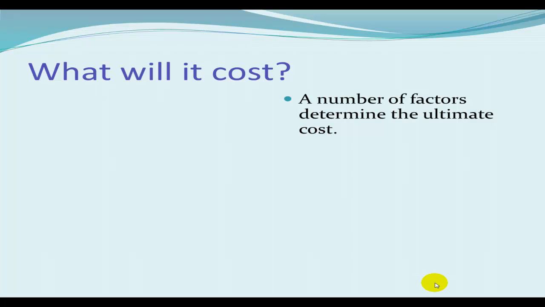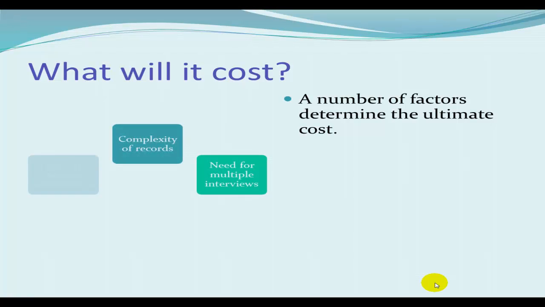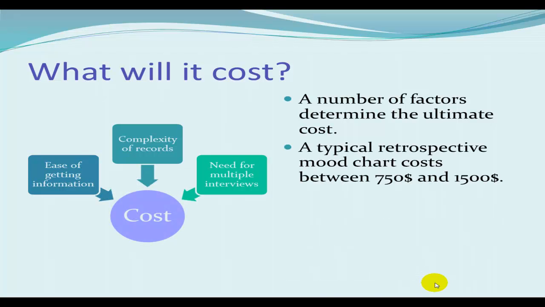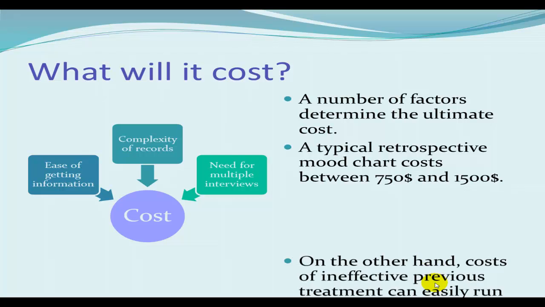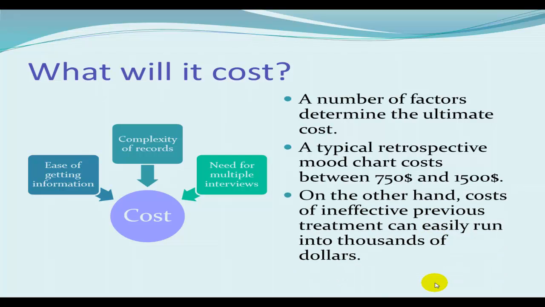What does it cost? Well, a number of factors determine the ultimate cost. How many interviews are needed, the complexity of the records that we'll be reviewing, and the ease of getting information, whether it's easy to get records from your doctors, whether perhaps you have those records. So all of those determine the cost. But a typical retrospective mood chart will cost between $750 and $1,500. On the other hand, the cost of ineffective previous treatment can easily run into thousands of dollars.